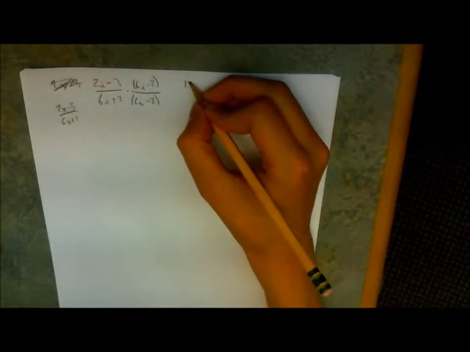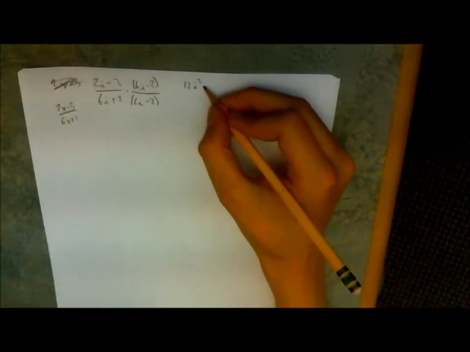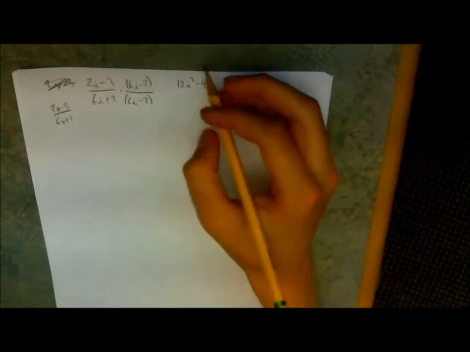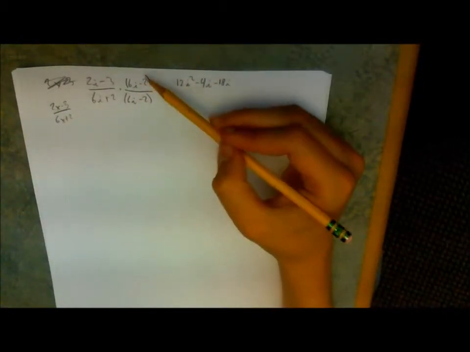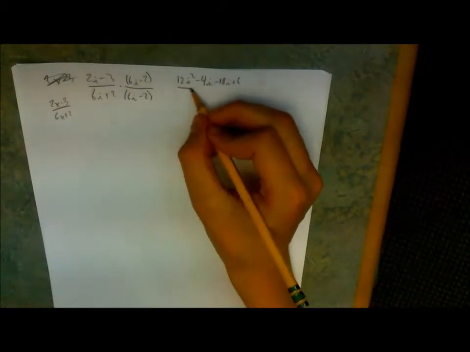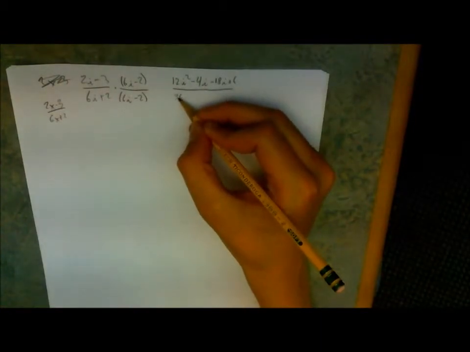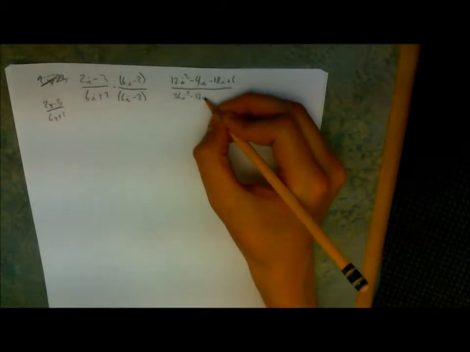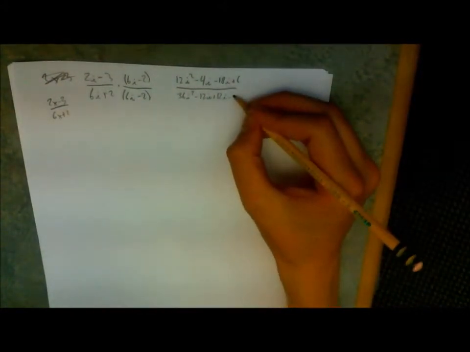6i times 2i is 12i squared. 2i minus 2 equals 4i. 6i times negative 3 equals minus 18i. And then negative 2 times negative 3 is plus 6. In the denominator, you just multiply 6i times 6i, which is 36i squared. 6i minus 2, which would be 12 minus 12i. 6i times positive 2, which is plus 12i. And then 2 times negative 2 is negative 4.